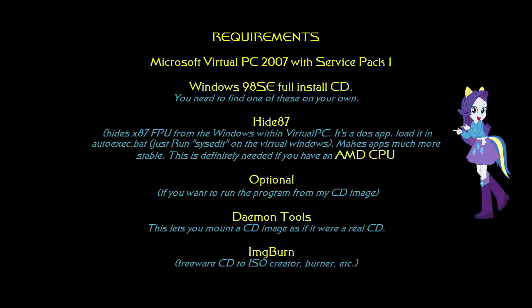The third requirement is only a requirement if you're using an AMD processor. If you're an AMD user, watch out, you're going to need this free tool which is called Hide 87. It's going to help hide the 87th processor part on the virtual machine. It's going to save you from a lot of hangs and it's going to make your experience stable. Otherwise, this is not going to work for you.